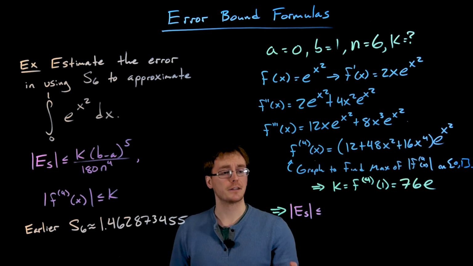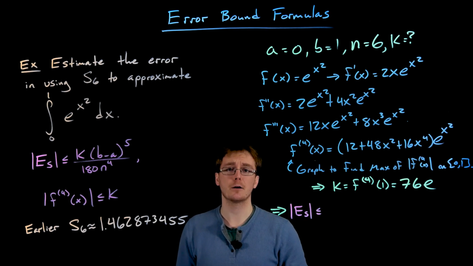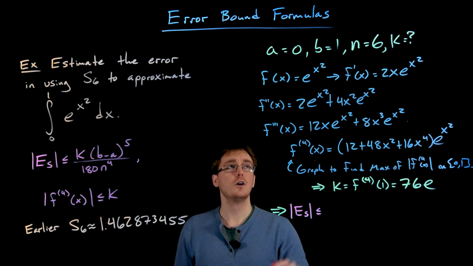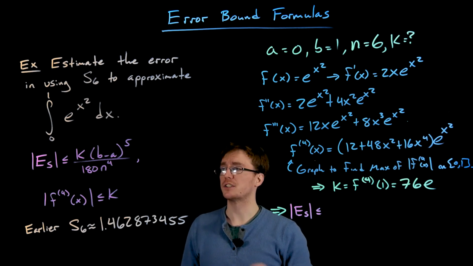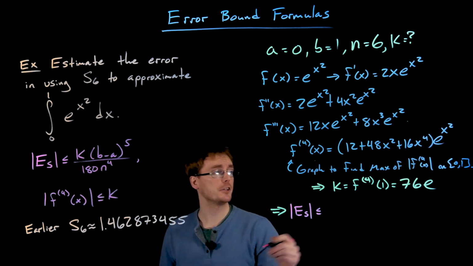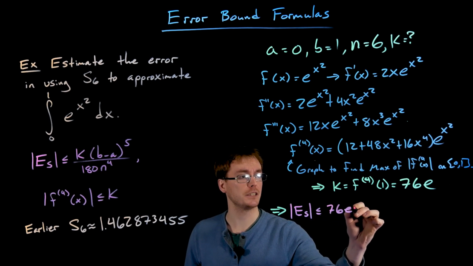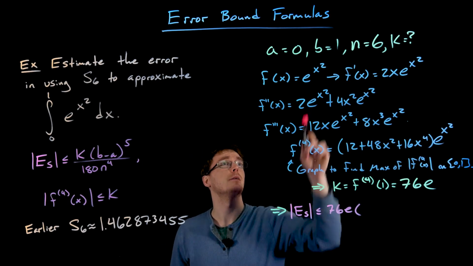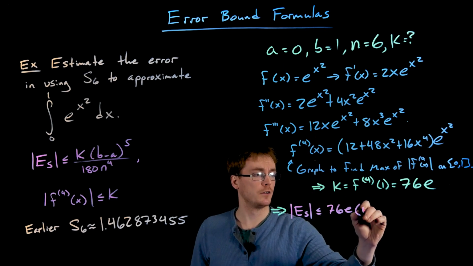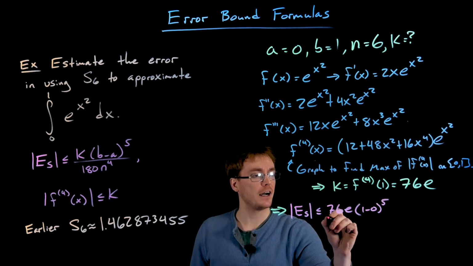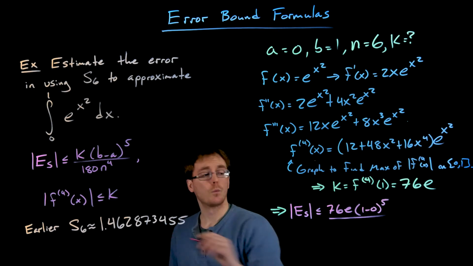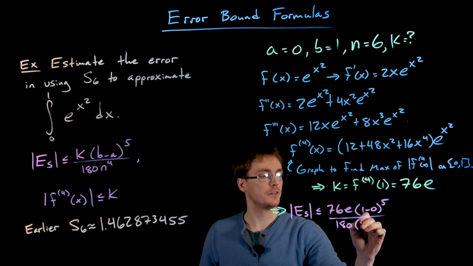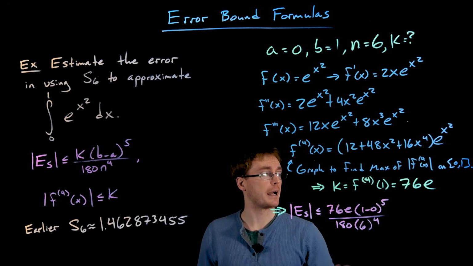And so now plugging everything in, we can confidently say, using our error bound formula for Simpson's rule, that our error in using Simpson's rule with 6 subintervals is going to be less than or equal to our k value of 76 times e multiplied by b minus a to the power of 5. That's going to be 1 minus 0 to the power of 5. We have to divide that by 180 times our n value of 6, which is raised to the power of 4.